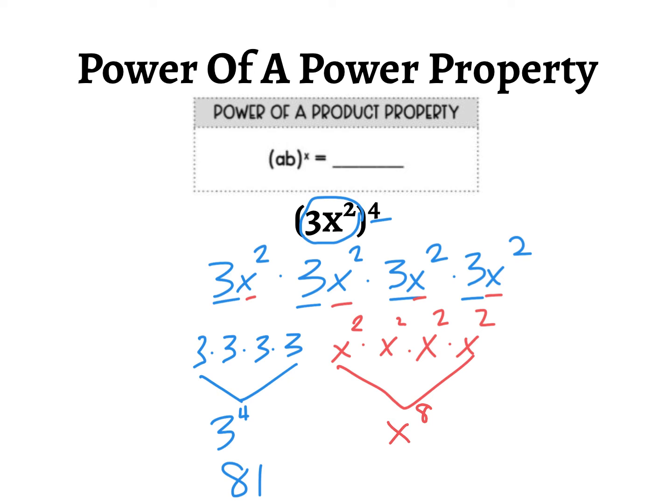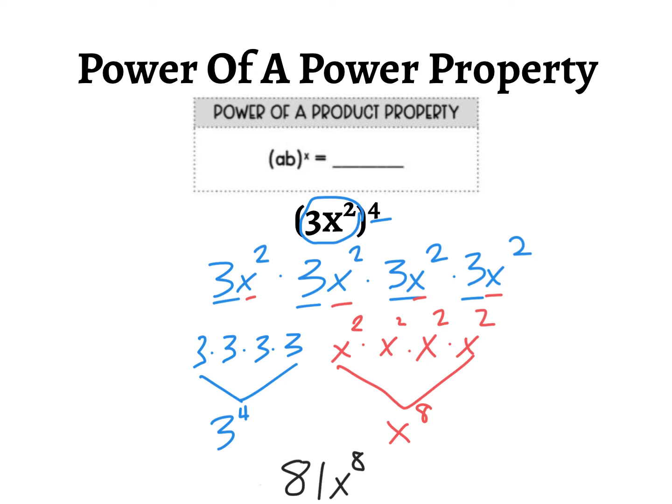Okay? When I combine these two, I have 81. Let's group it together. My answer combined will come down to 81x squared. Sorry, x to the 8th, as I combine these things. Now, what actually happened here? Okay, let's break this down. I have this number to the 4th power and this term to the 4th power as well.